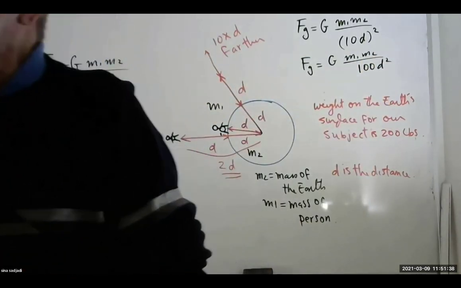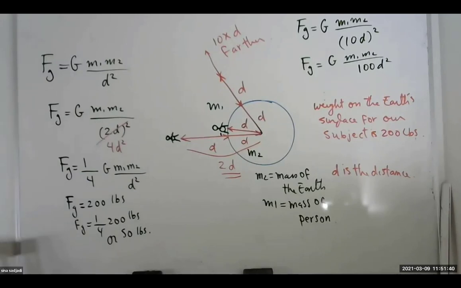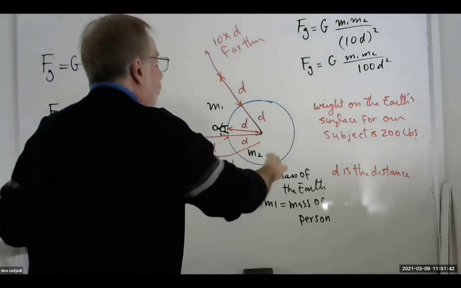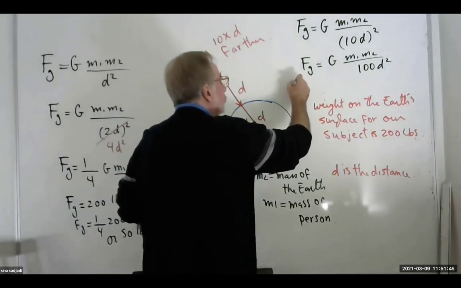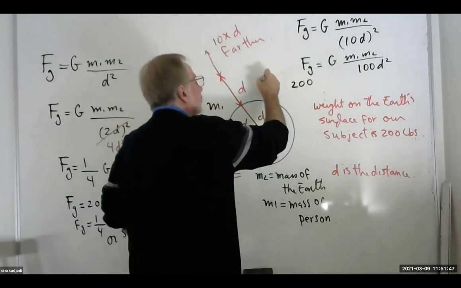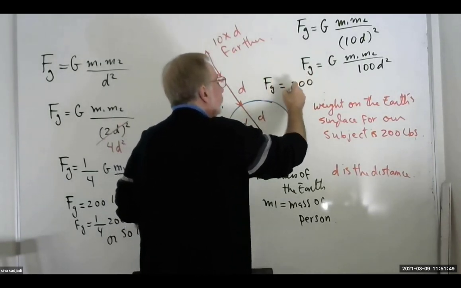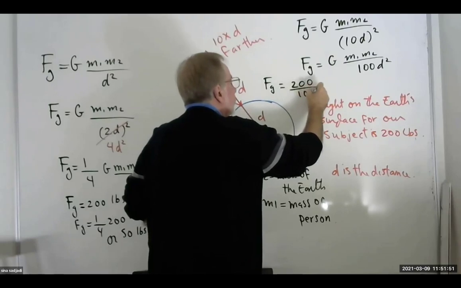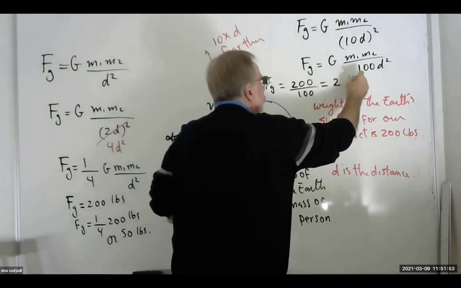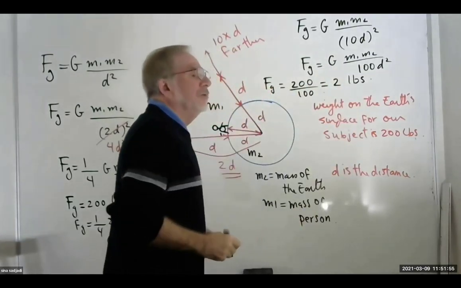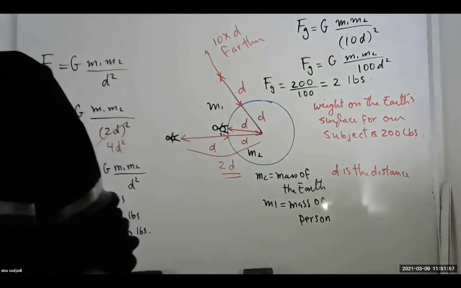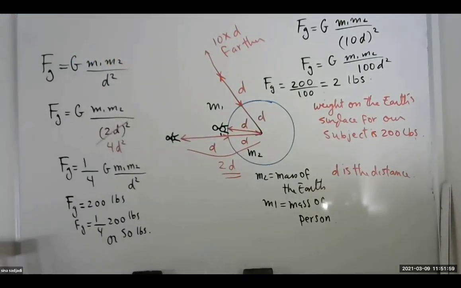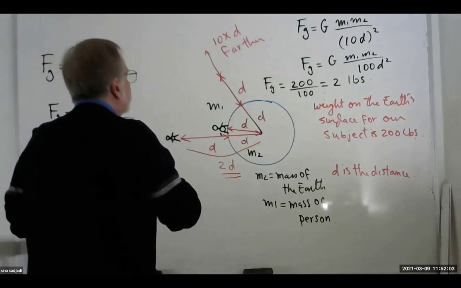So now his weight has gone down 100 times. All right, so what's 200 divided by 100? The force of gravity now is going to be equal to 200 divided by 100. So that means he weighs 2 pounds, if he goes 40,000 miles away from the center of the Earth, which is 10 times the distance between the Earth and this guy now.